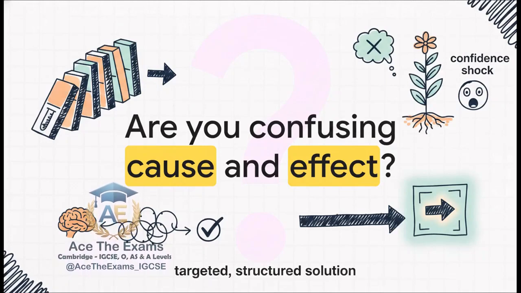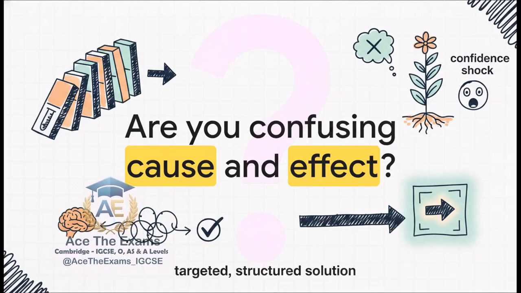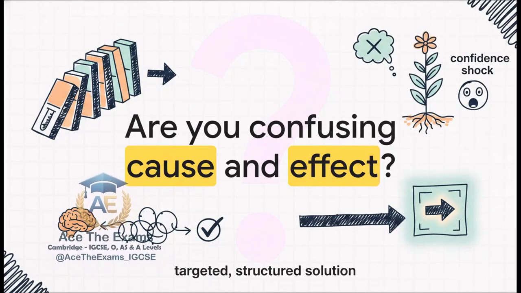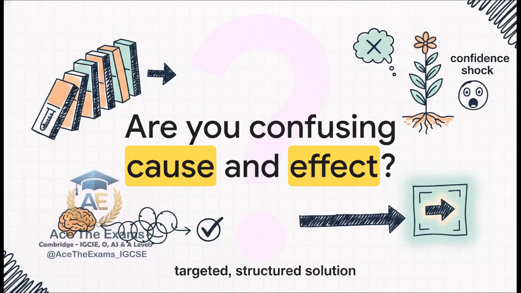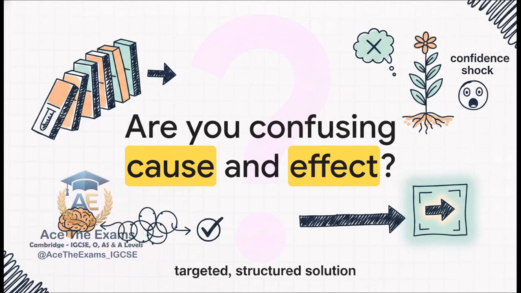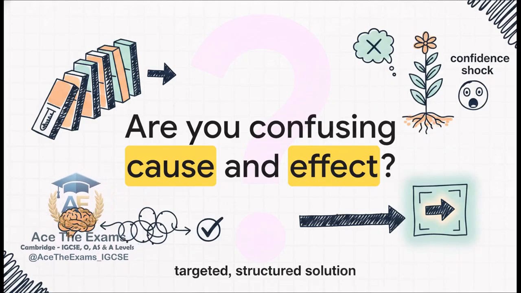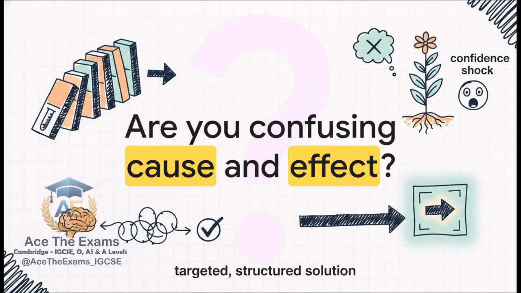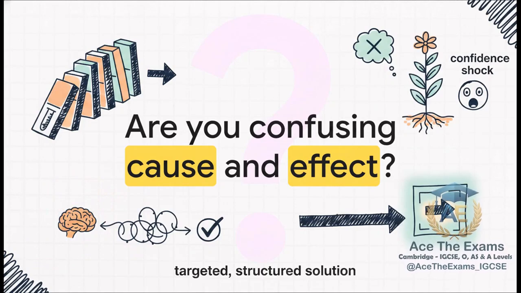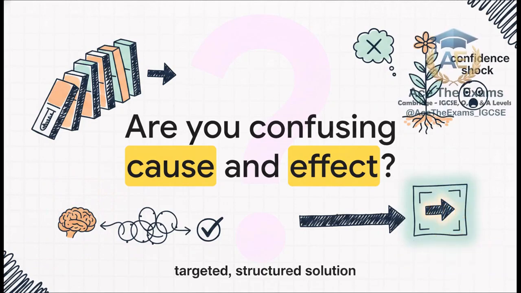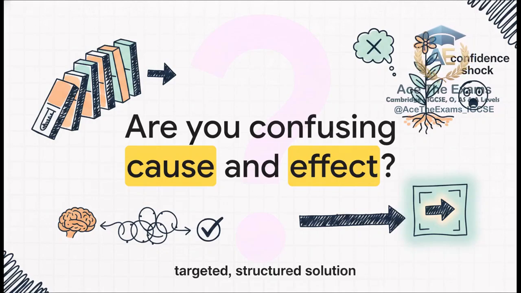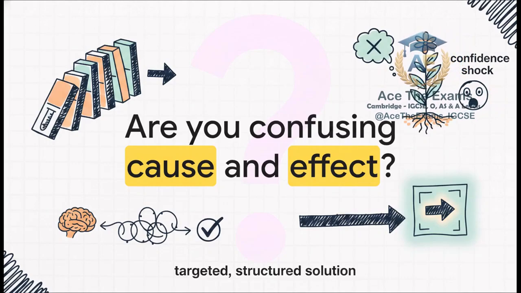Are you confusing cause and effect? Because according to Cambridge principal examiners themselves, this is the absolute #1 primary mistake students make in this exact syllabus section. Candidates repeatedly bleed marks because they write down perfectly factual biology that actually answers the question entirely backward. It's a huge confidence shock, right? You get your paper back and you thought you nailed the material.